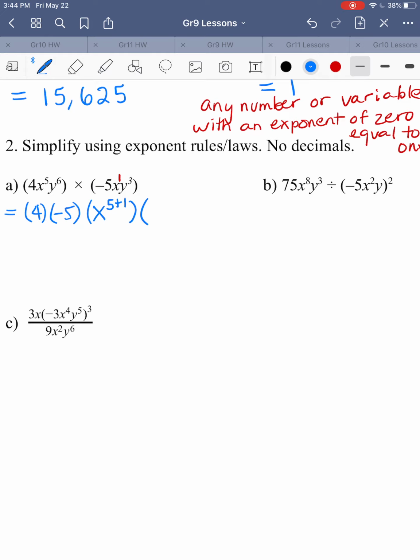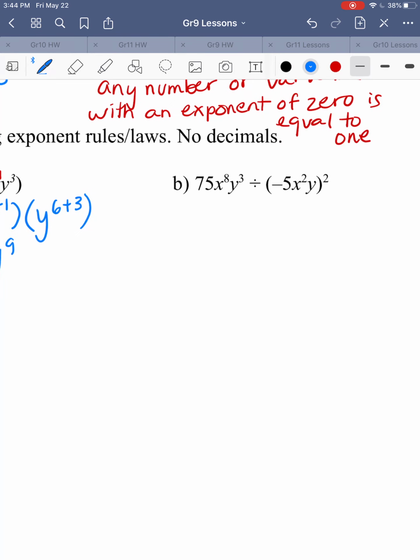Then we're going to multiply our y's together. So we have y to the power of 6 times y to the power of 3, and we're going to add our exponents. 4 times negative 5 gives us negative 20, and then we have x to the power of 6 and y to the power of 9. And that's our final answer. We're not given values for x or y, so that's just where we leave it.